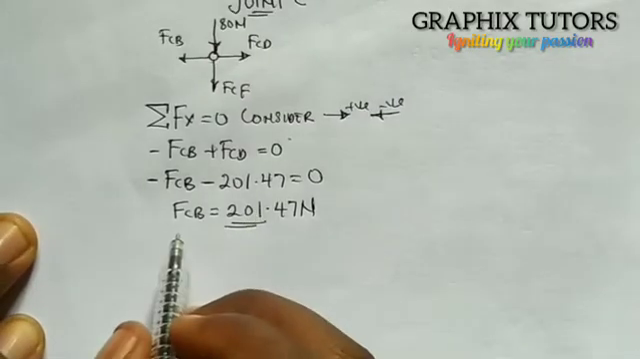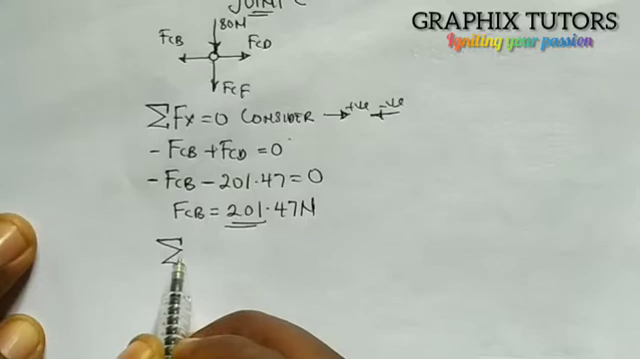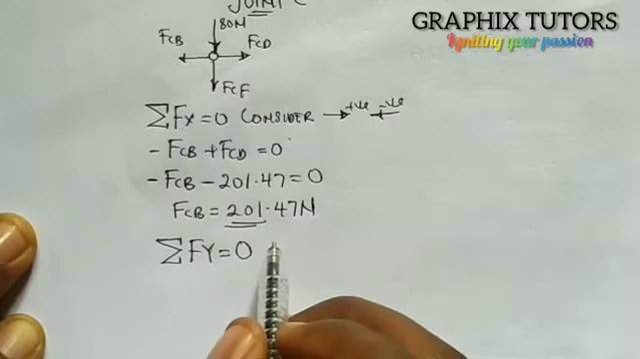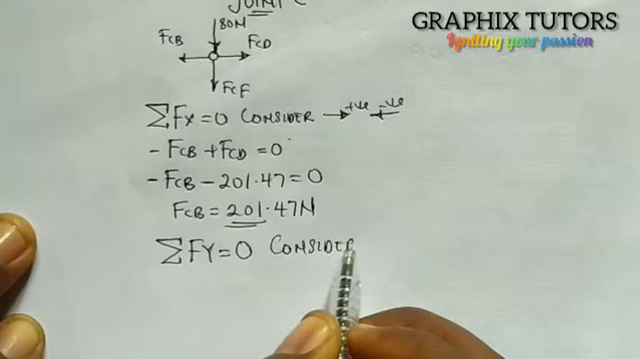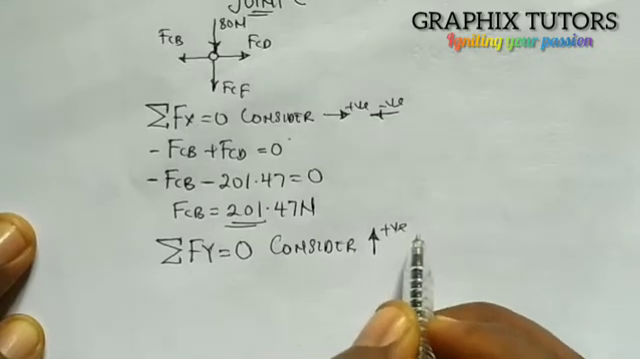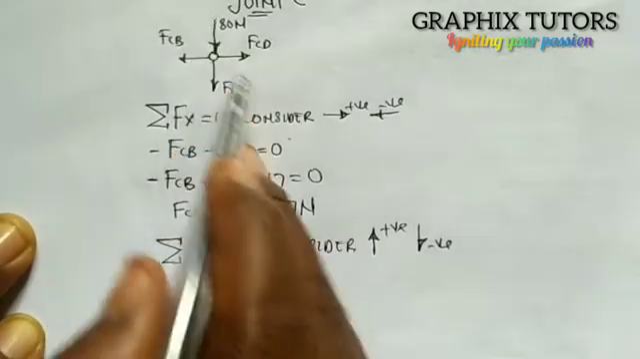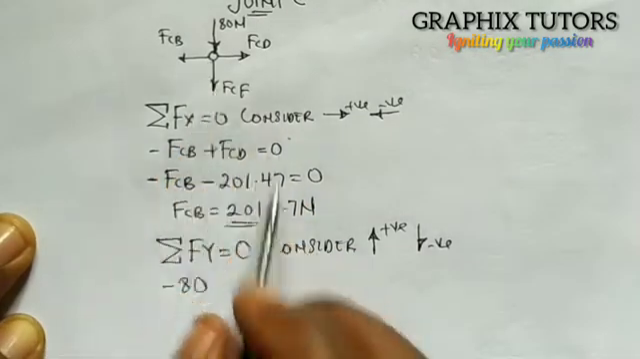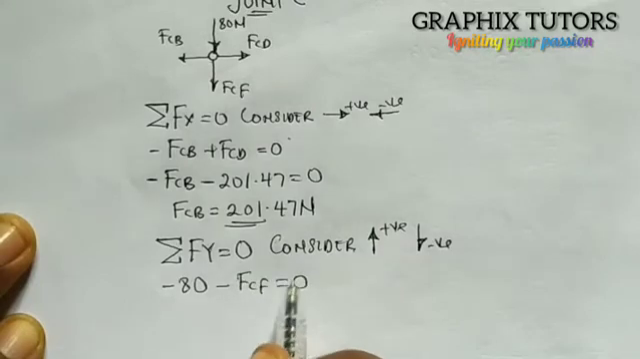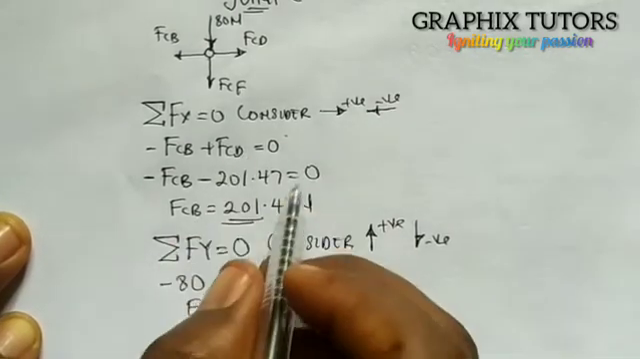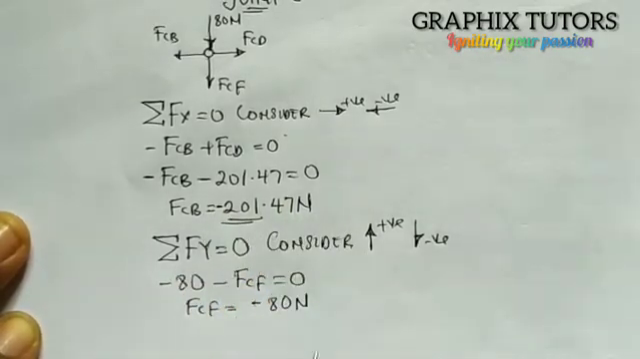Now, similarly, we'll do summation of Fy equals 0, right? So we consider upward force to be positive and downward force to be negative. If you do that, we have this facing downward, minus 80. We have this facing downward, minus FCF, equals 0. So if I do that, my FCF will give me minus 80 Newton. This is negative here also.